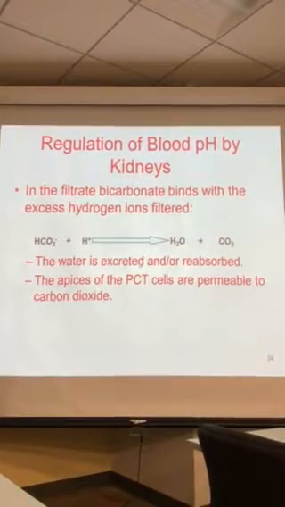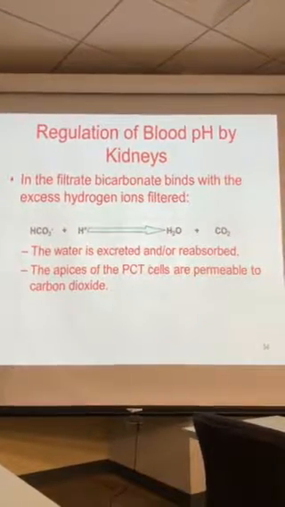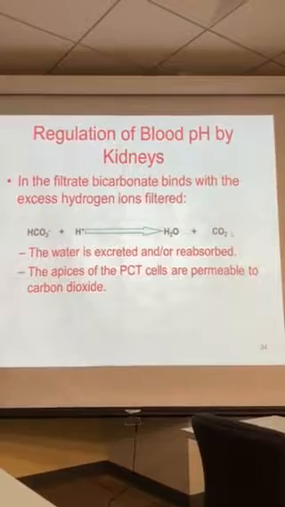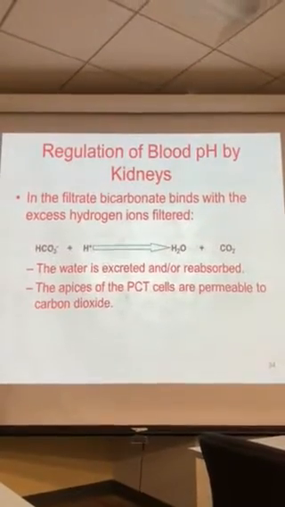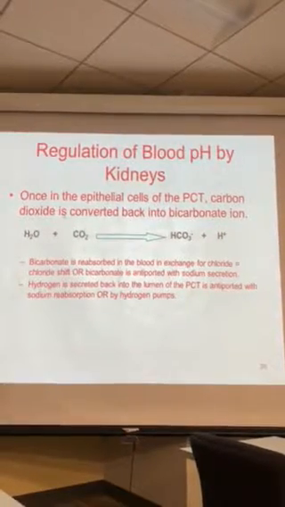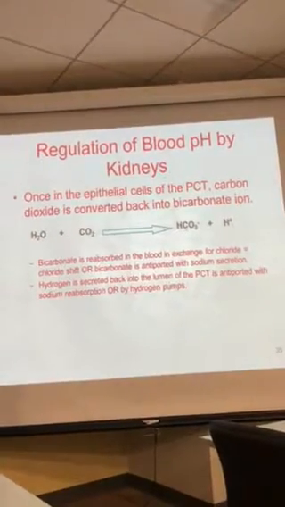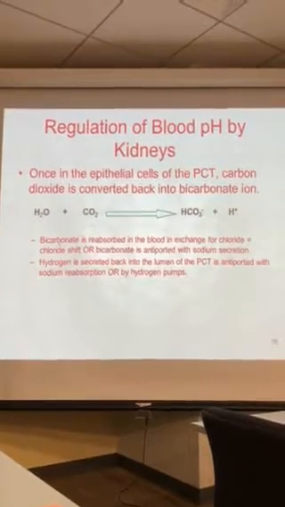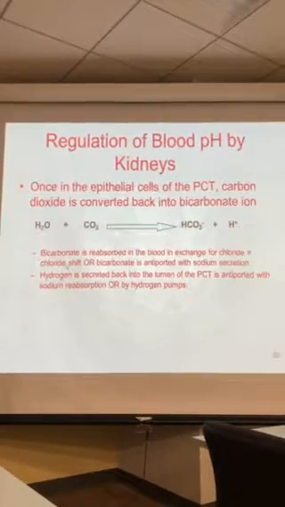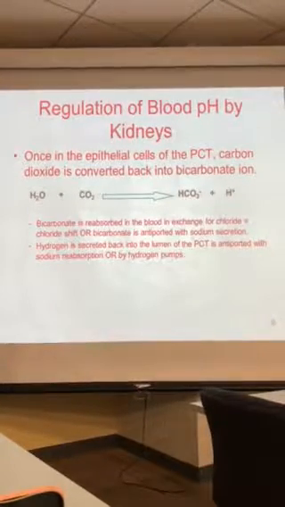The water is going to be excreted or reabsorbed depending on what your need is, and the apices of the proximal convoluted tubules are going to be permeable to carbon dioxide, so you can get that in your tubules. So once in the epithelial cells of the proximal convoluted tubule, carbon dioxide is converted back into bicarbonate, so you're going to have the carbon dioxide get converted into bicarbonate and hydrogen ions. Bicarbonate is reabsorbed into blood in exchange for the chloride, and then remember that's going to equal the chloride shift, or bicarbonate is going to be antiported with sodium secretion.